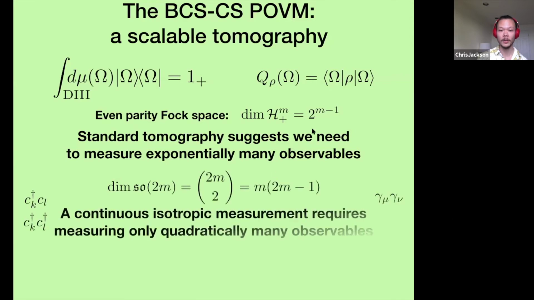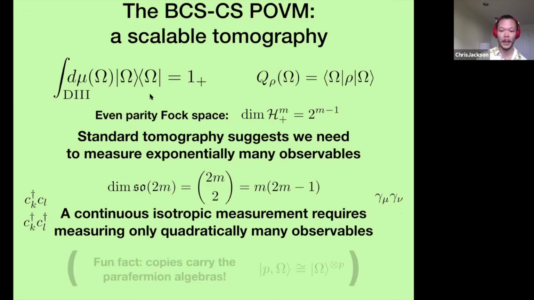But wonderfully, I'd like to point out that this isotropic measurement actually only requires you to measure quadratically many observables. And in fact, this measurement is still tomographically complete in the even parity sector. This is a reason why you might be interested in this kind of measurement. Just to reiterate, the observables you're measuring isotropically are these quadratic observables in the fermion operators, and by measuring them continuously, you implement this POVM, which is great.